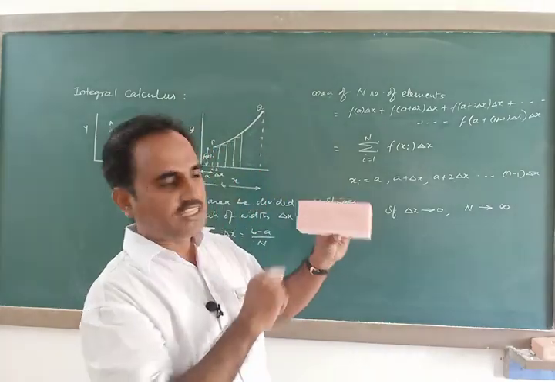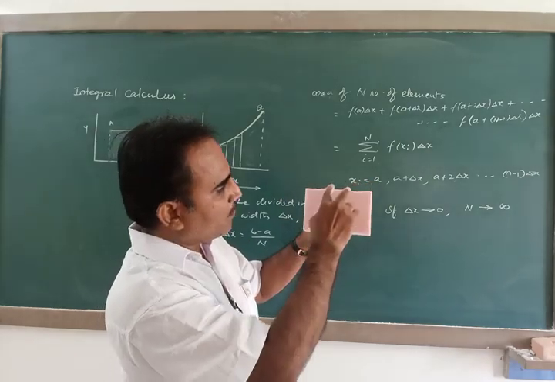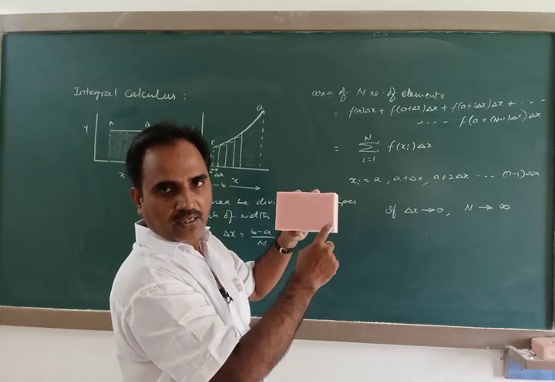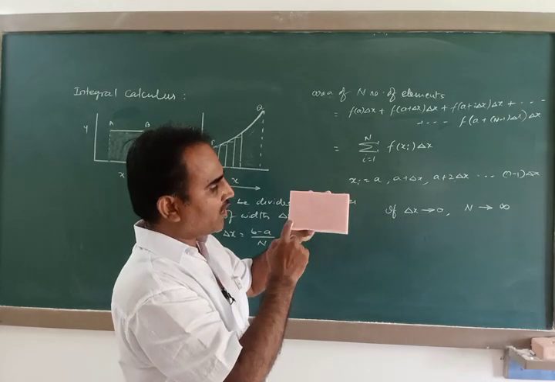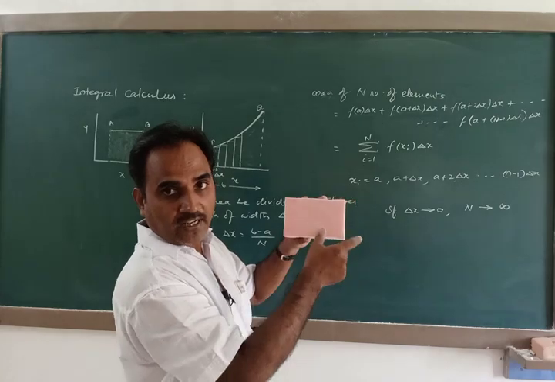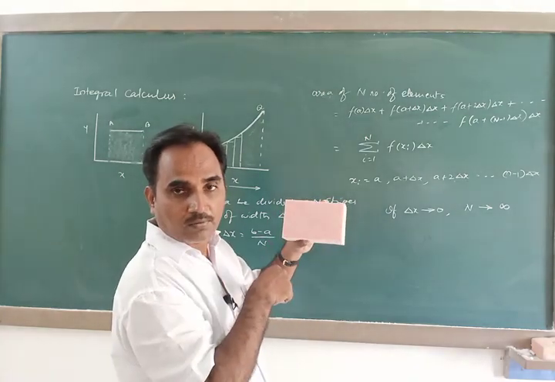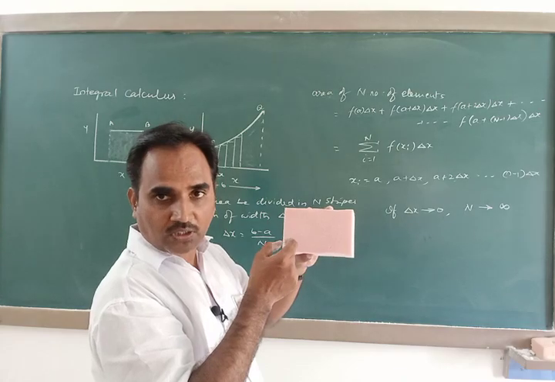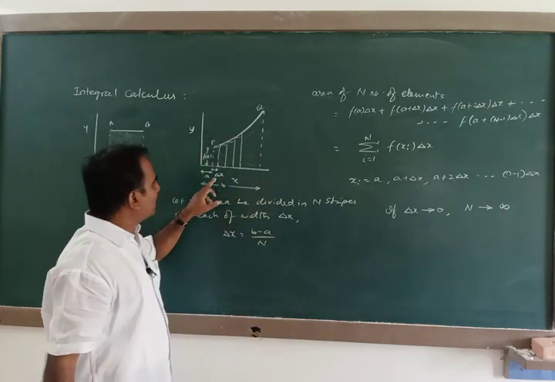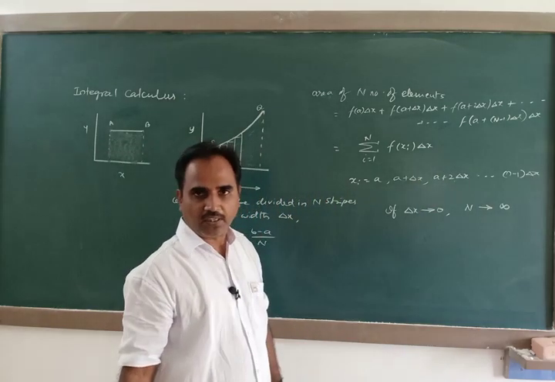Understand? Say for example, this is an object. If I take strips of 1 centimeter length, say the total length is 10 centimeters. If I take one strip of 1 centimeter, how many elements will there be? There will be 10. If each strip is 0.5 centimeter, there will be 20 elements. If each strip is 0.25 centimeter, there will be 40 elements in this 10 centimeters. That means as the strip width decreases, the number of strips keeps increasing. So here, with each strip of width delta x, the number of strips is n. If delta x tends to 0, then n becomes equal to infinity.